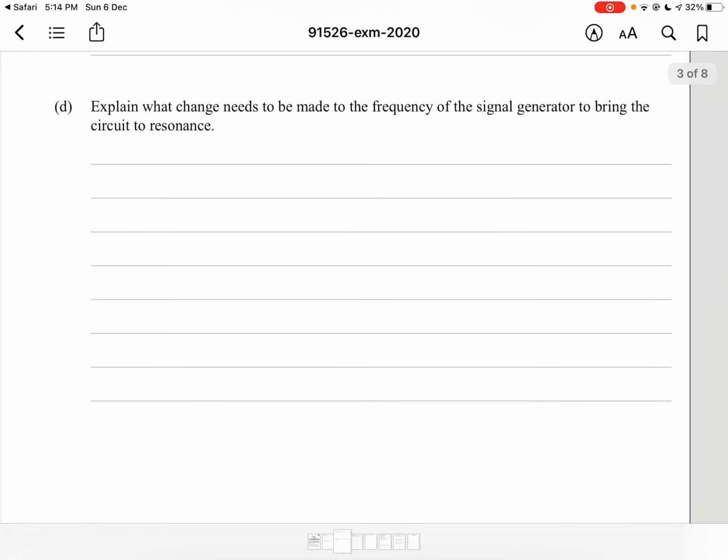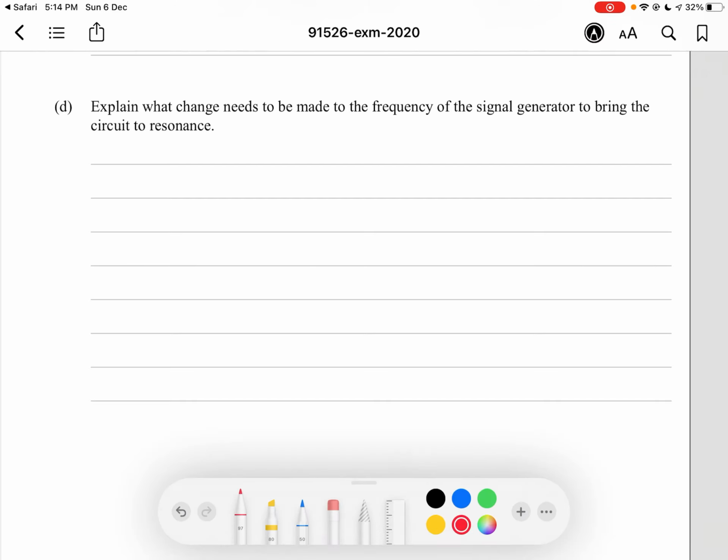Okay. So question D, explain what change needs to be made to the frequency of the signal generator to bring the circuit to resonance. Alright, so for resonance, we know that XC equals XL. The reason is that XL and XC are 180 degrees out of phase. Hence, the total reactance is the difference between XL and XC. Resonance occurs when the overall reactance is equal to 0 ohms, meaning that XL equals XC, and they fully cancel each other out to give you an overall reactance of 0.